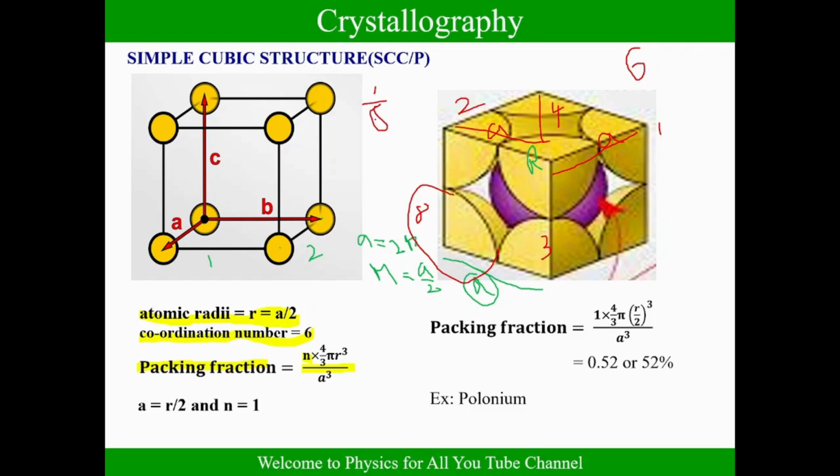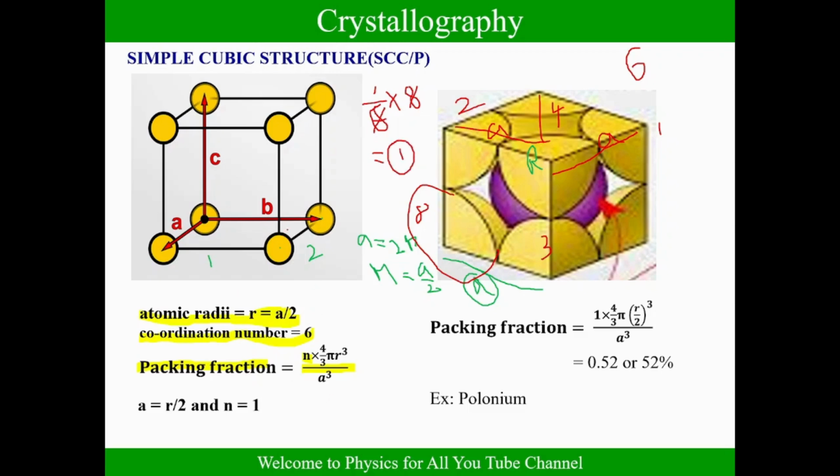Now you can take another corner atom like this. In this unit cell, the total number of atoms is 8, and the share of each corner atom is 1 divided by 8. Now we calculate this 8 and this 1 by 8. We will get the total number of atoms in simple cubic structure is equal to 1 only.